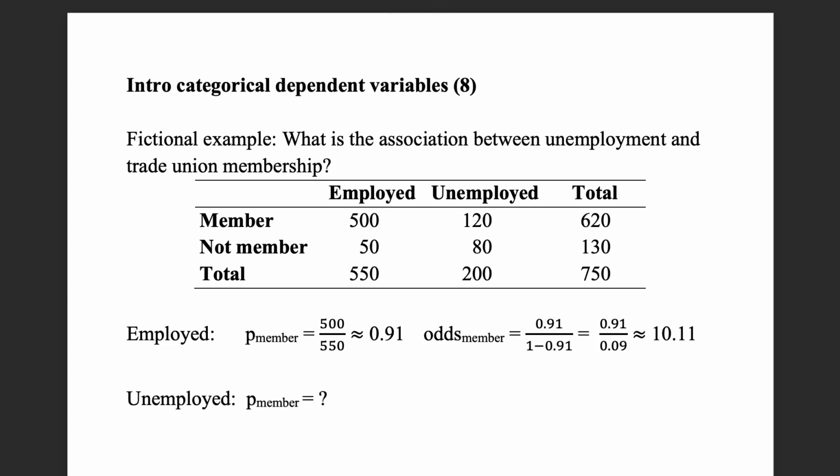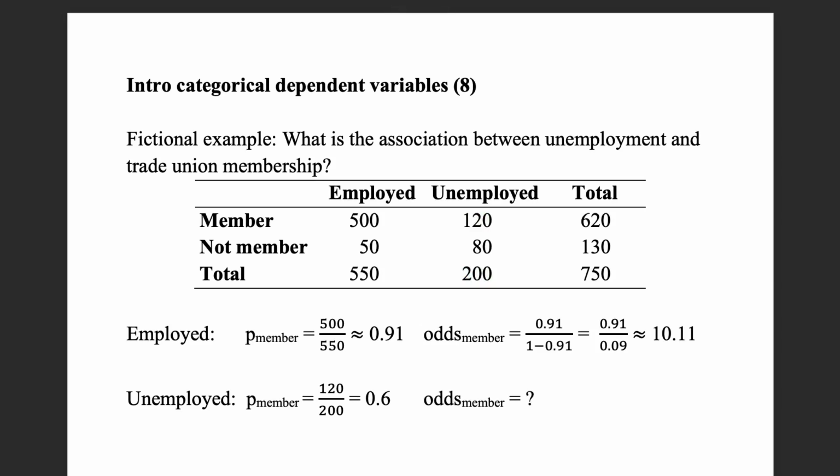And we can do the same thing for the unemployed persons. What is the probability of trade union membership for people that are not employed? Again, stop, pause, and think. What is that probability? Yes, 120 divided by 200, because 120 of the people that we observed that are unemployed are in fact members of trade unions. And the total number of people that we observe that are unemployed is 200. So we have 120 events, membership in this case, and we have 200 observations. So 120 divided by 200 works out to a probability of trade union membership of 0.6.